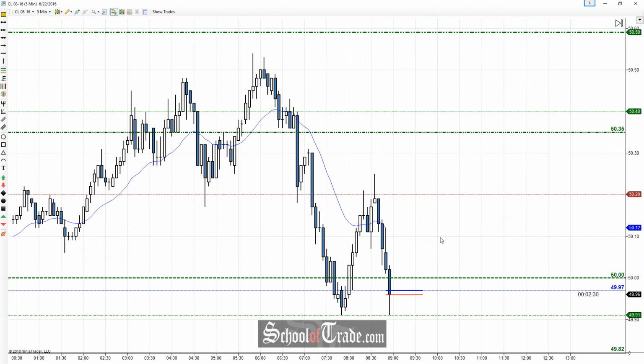That's exactly what we were looking for. The sellers that missed the initial drive lower were able to jump in on this one and at least get something out of that move.